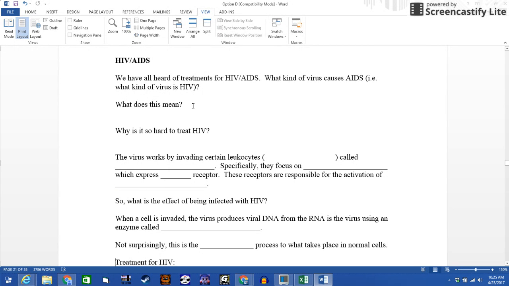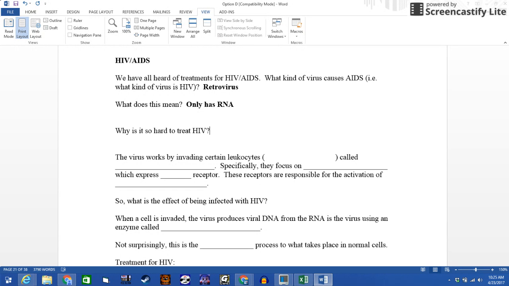Okay, we're back. So hopefully you paused it, but whatever. The name for that virus is a retrovirus. And retrovirus does not mean it's a virus with bell bottoms on. It means that it only has RNA, no DNA.